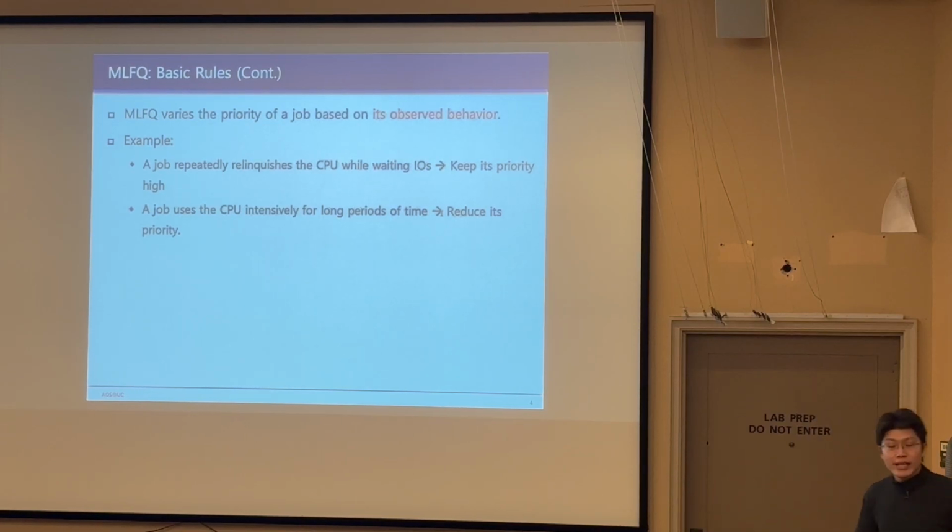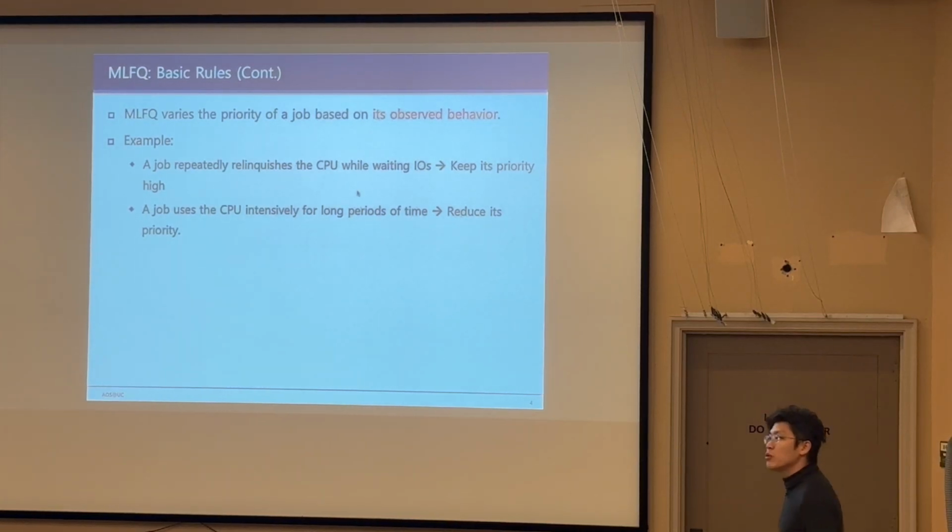So these two rules are essentially trying to mimic the shortest job first scheduling algorithm by using the history of this process's CPU bursts to predict its future CPU burst.